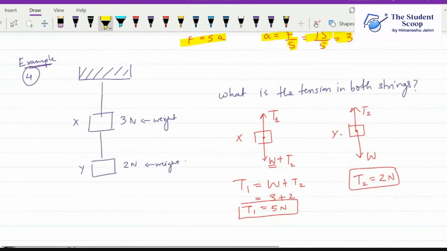Another example is where there are two strings of the same kind. Again, free body diagram. On the X object, there is a weight plus a tension downward, while for the block Y, there has to be T2.